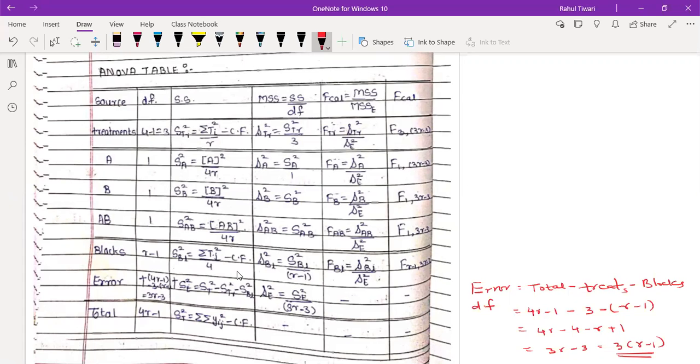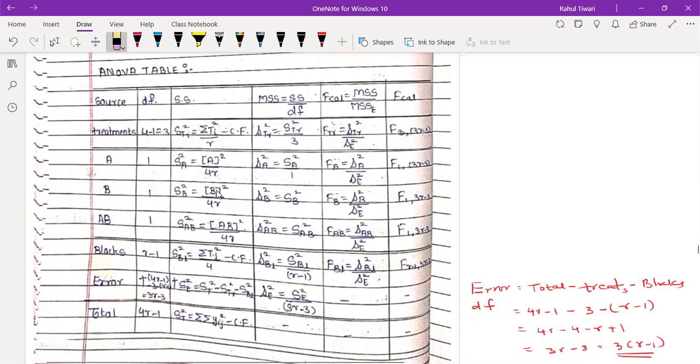And similarly for block. See, if I just remove this portion, this becomes your, remember, anyone can tell what that is? It's an RBD. If I remove this particular treatments, it becomes your RBD. So the formulas and everything are the same as RBD. Nothing is different. So you can go through all the formulas you used in the case of RBD. It is very simple.